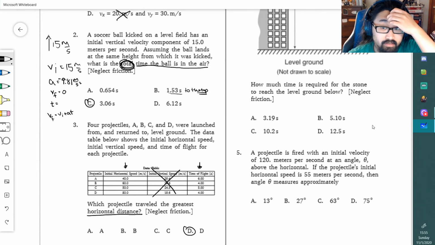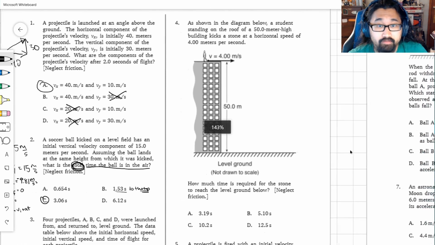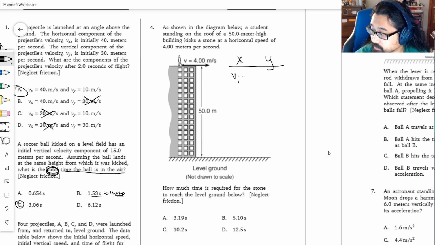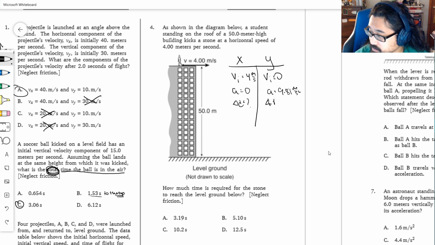Let's take a look. Ooh, runner. There we go. Here at number 4, a student standing on the roof of a 50-meter-high building kicks a stone at a horizontal speed. So I have x information and y information. Vi is 4 for x, Vi is 0 for y. Acceleration is 0 for x, acceleration is 9.81 meters per second squared for y. My change in distance is something for x, and my change in distance is 50 meters for y. How much time to reach the ground?